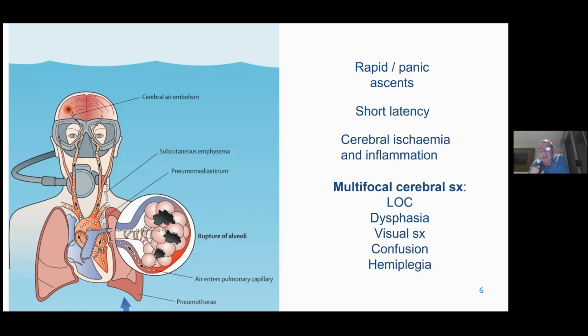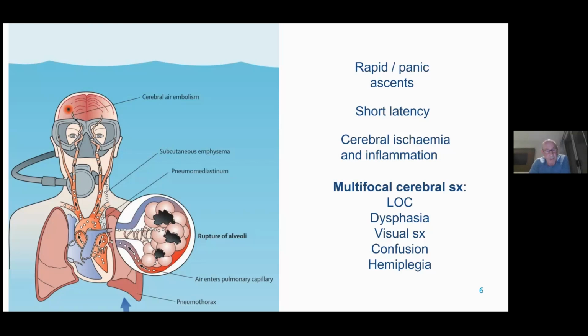When that occurs, it's usually when there's been a rapid or panic ascent. The latency is very short. What we see is essentially similar to a stroke, but with bubbles. So multifocal cerebral symptoms like loss of consciousness and those other things you see listed there.